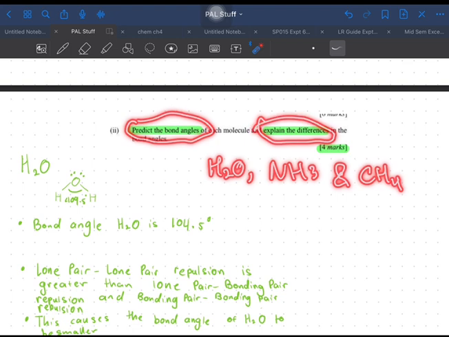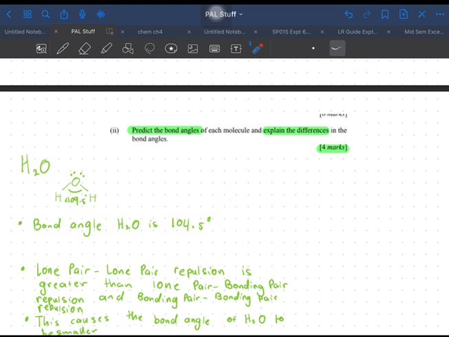So it's a 4-mark question. That means here is 2. I'm sorry. Okay, just forget about that.